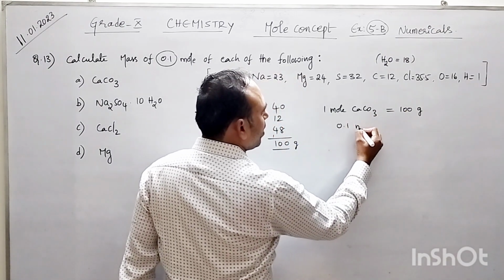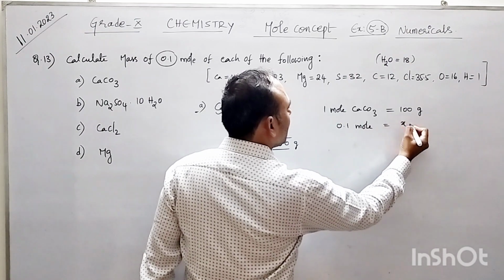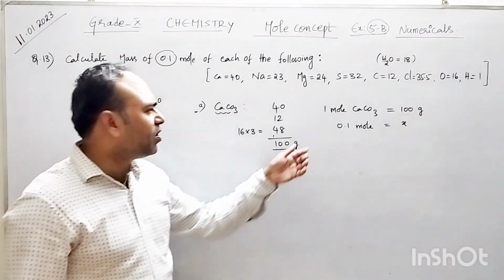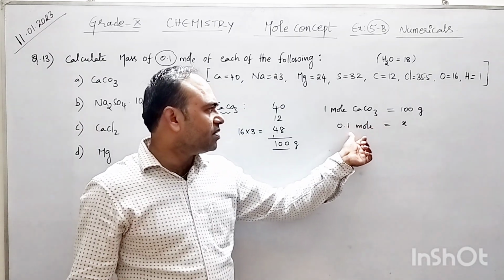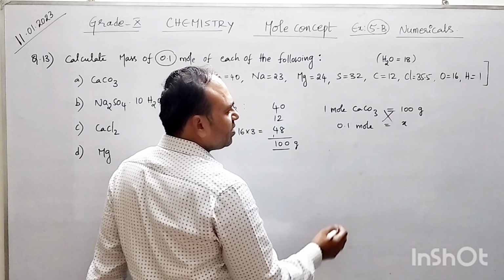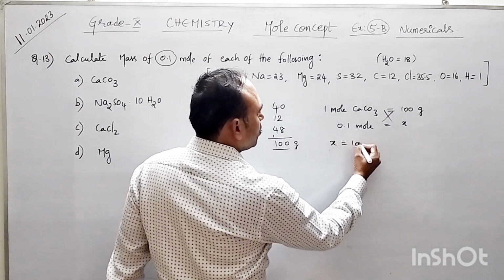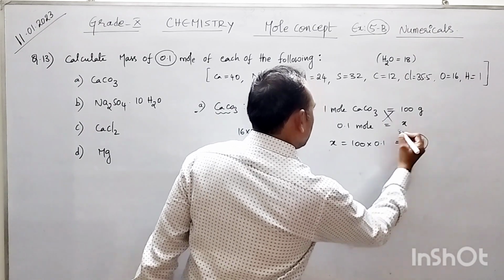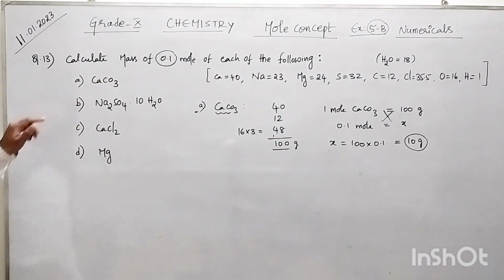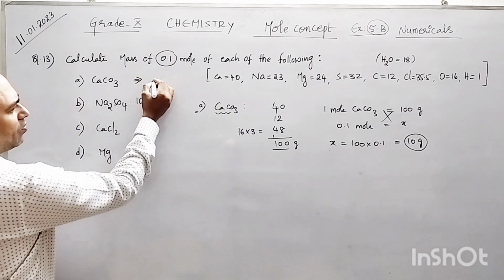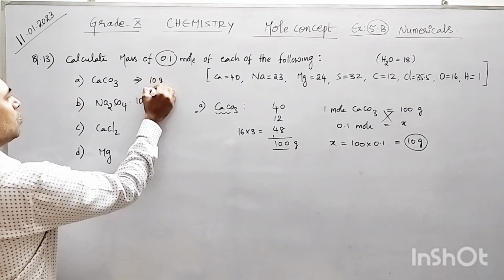So 0.1 mole, take it as X. You can do it like this, or directly you can cancel. 1 mole is 100, and 0.1 is nothing but divided by 10, so you can calculate like that also. Stepwise, X is equal to 100 into 0.1, which is 10 grams. Hope you have understood this. First one, calcium carbonate: the mass of 0.1 mole is equal to 10 grams.